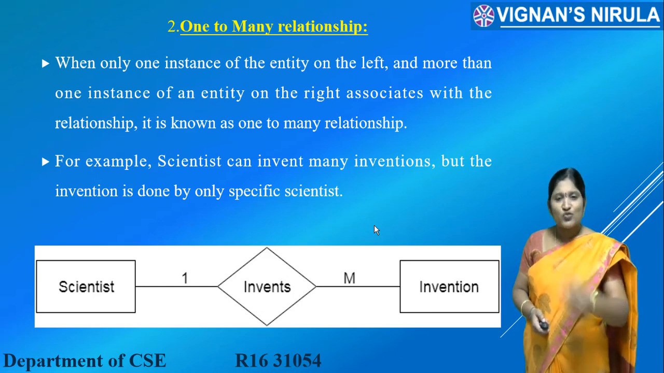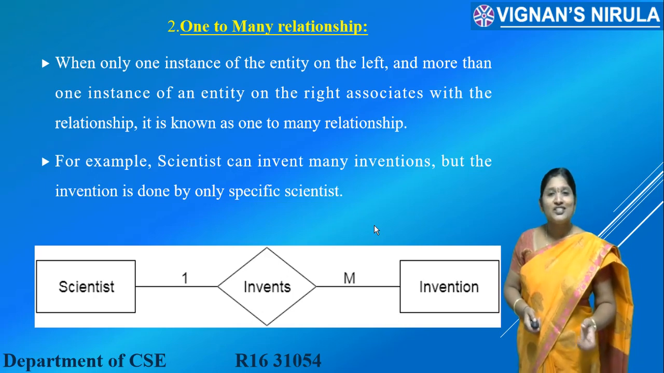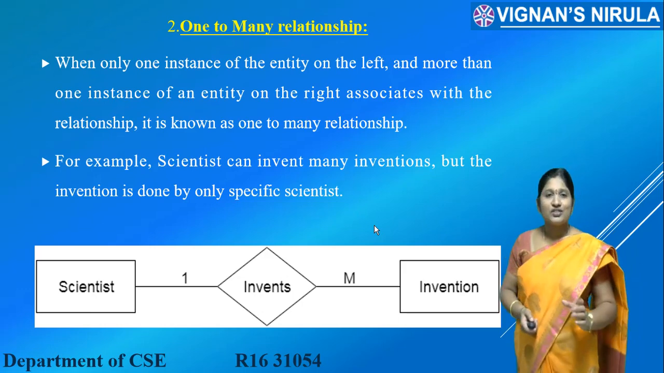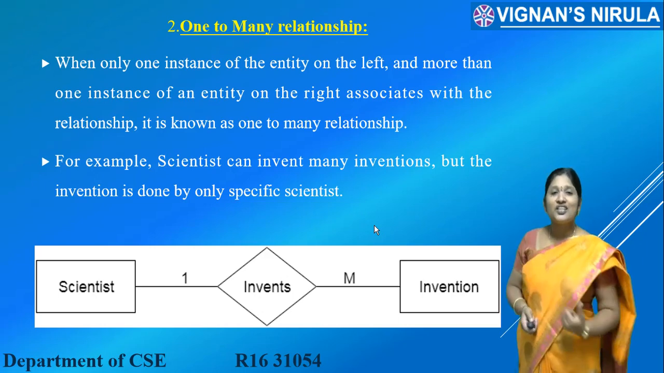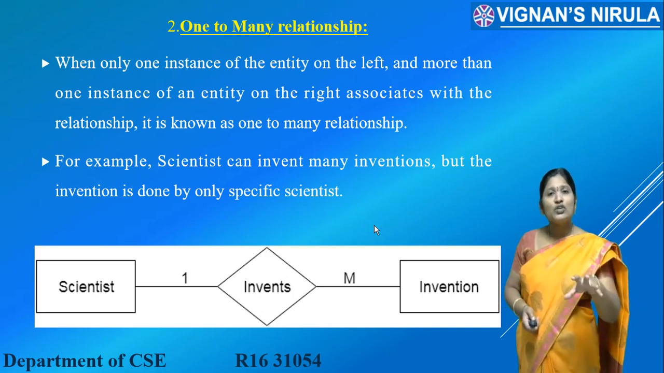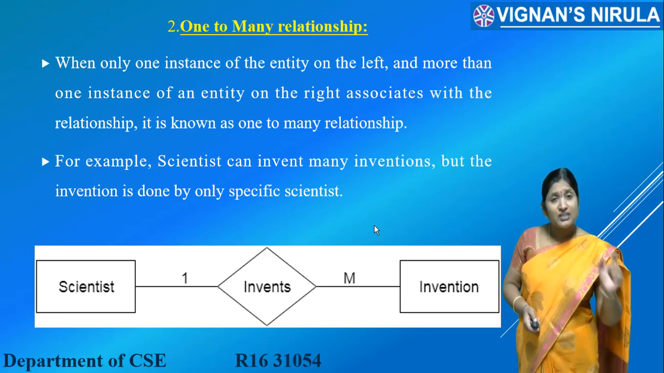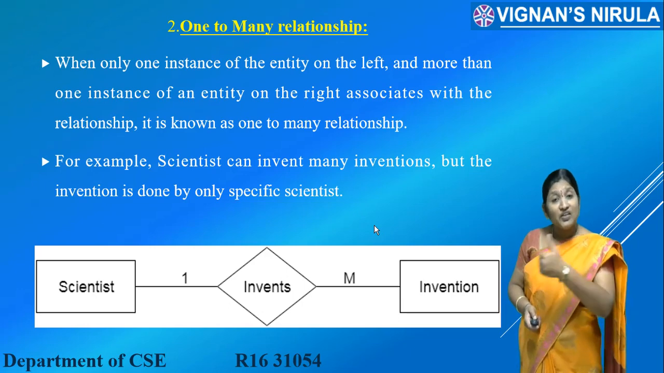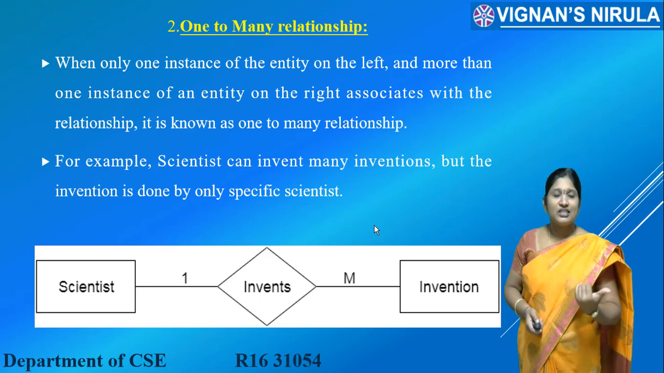In order to represent this one-to-many relationship, the example database given is that a particular scientist has invented particular inventions. S1 has invented I1, I2, I3. S2 has invented some other inventions. S3 has invented some other inventions. So here within your database, they have given a condition that a scientist can invent many inventions, whereas an invention can be invented by only a single scientist.